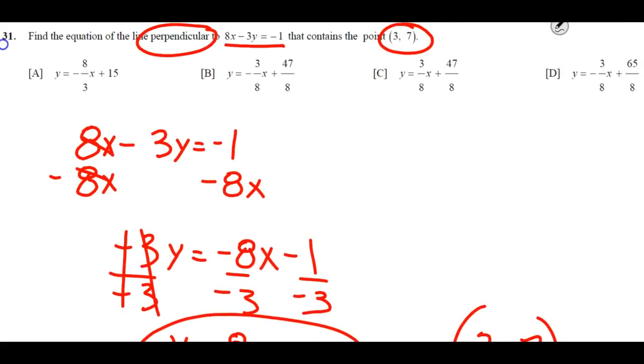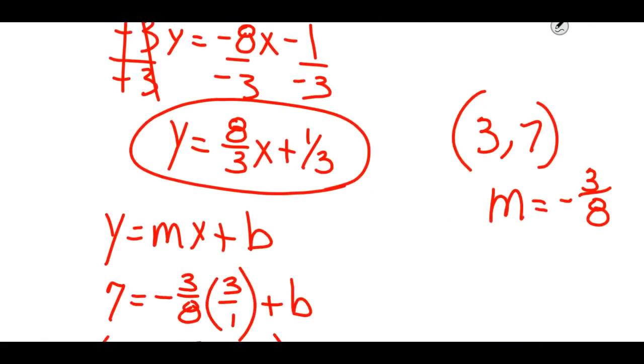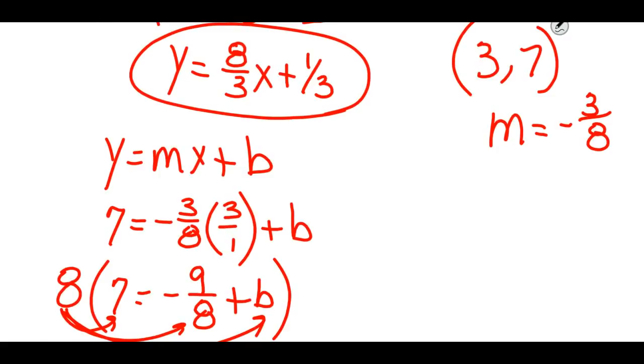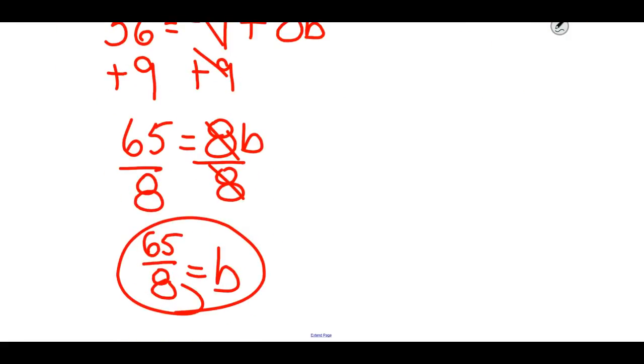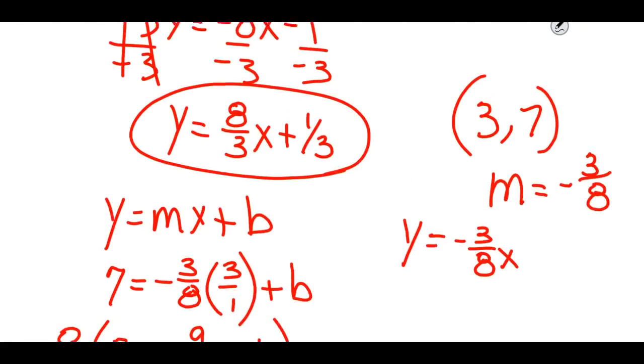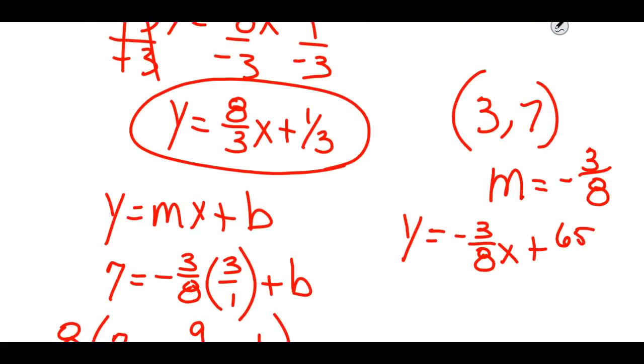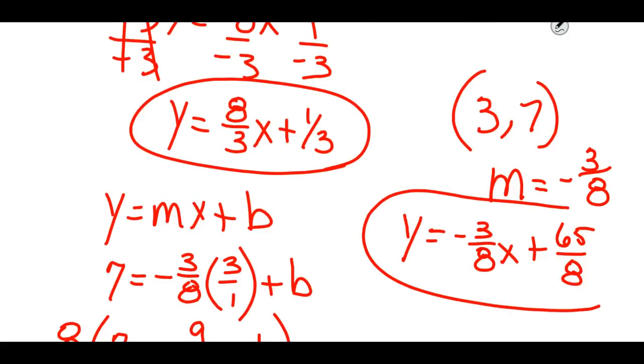Okay? So I'm going to go back up here where my equation starts, and I have my information. So my y equals, I'm going to put my slope in, which is negative 3/8 x. My b, which I just found, is 65/8. And I can leave it that way because they want it in y equals mx plus b.